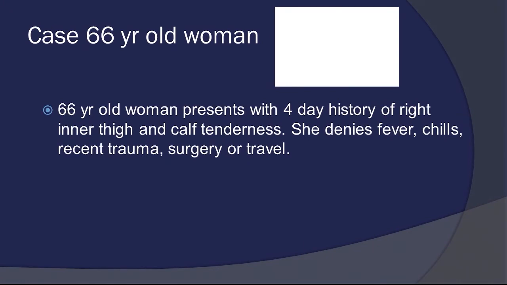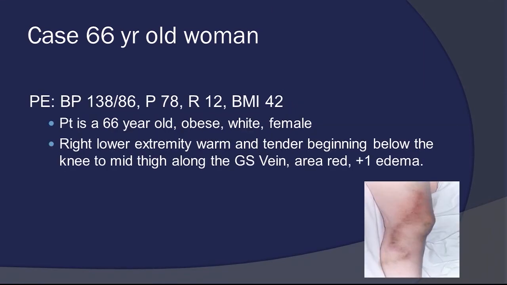All right, let's start with a case. A 66-year-old woman presents with a 4-day history of thigh and inner calf tenderness, no fever, chills, trauma, surgery, or recent travel. And when you examine her, you see this warm, tender cord from just below the knee to the mid-thigh, tracing the direction of the greater saphenous vein. And so you've made the diagnosis of probable superficial phlebitis.